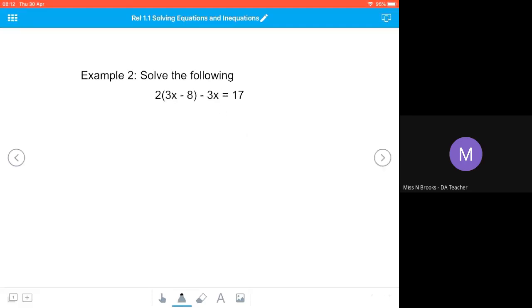Now, let's look at solving this next one. We've got 2(3x - 8), and we're then taking away 3x, and that's going to equal 17. So this time we need to expand our bracket first. But we're only multiplying 2 times the terms inside the bracket. We're not multiplying 2 by the term that's outside the bracket. So 2 multiplied by 3x gives me 6x. And 2 multiplied by negative 8 is going to give me negative 16. And then I'm going to bring down that take away 3x, and that's all going to equal 17.